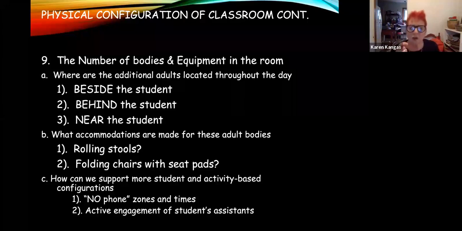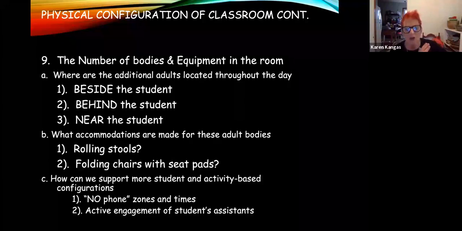If I had my druthers, I'd have every adult body on a rolling stool. Or I would have a folding chair with a comfortable seat pad. And when the activity was done, that folding chair would be put aside. I want us to recognize that we are going to have no phone zones. Oh, so nobody's going to use a phone in this particular area. And we're going to have active engagement zones.